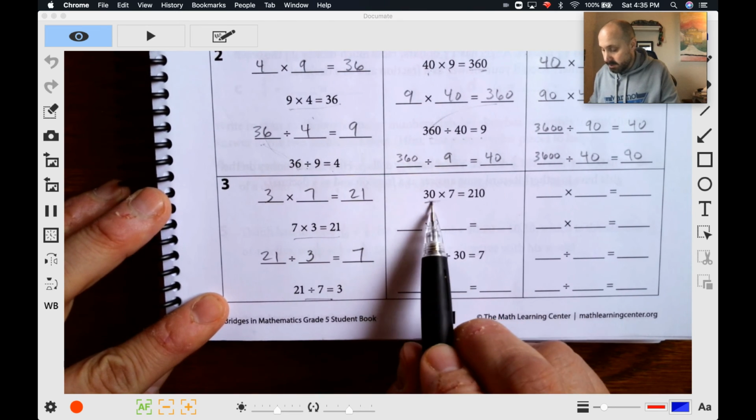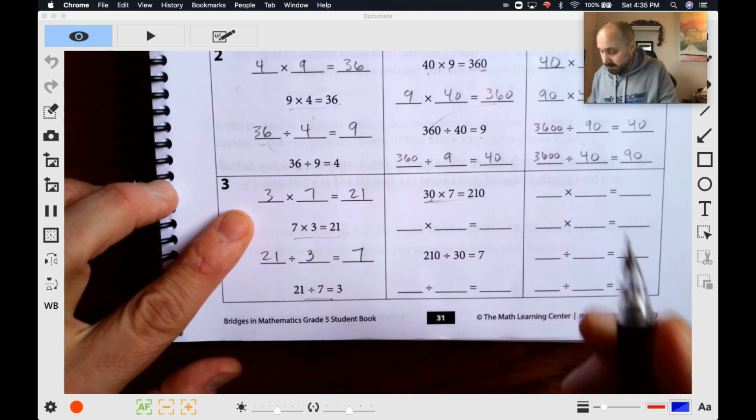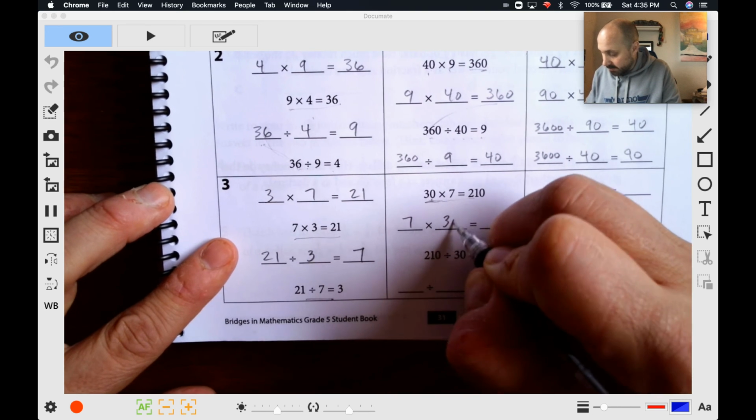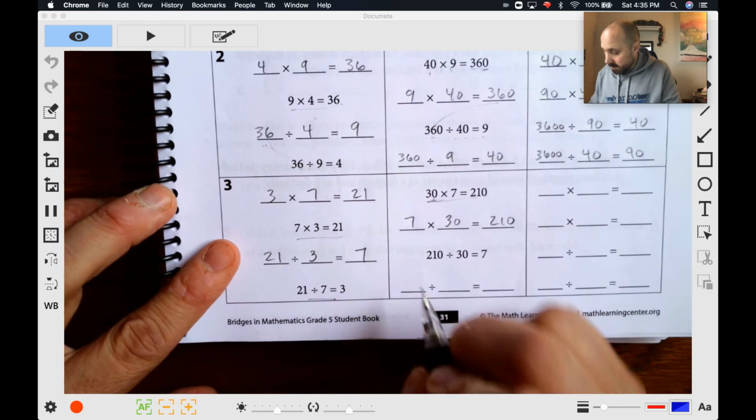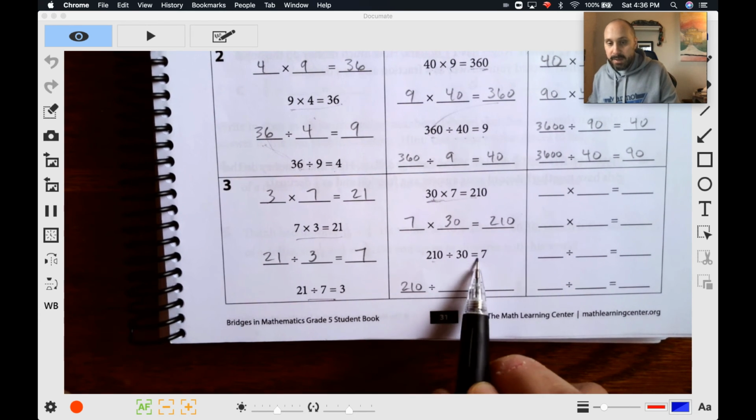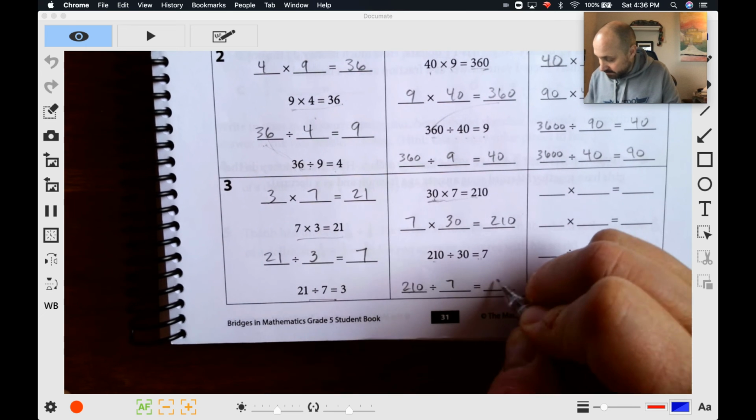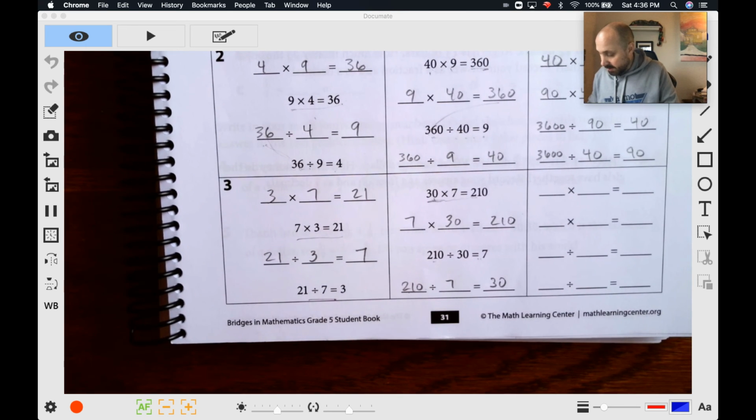They added a 0 to the end of the 3 to make it 30. So now it's 30 times 7 is 210. We're going to say 7 times 30 is 210. And then they did 210 divided by 30 is 7. So we're going to say 210 divided by 7 is 30. Now we're going to make up our own.